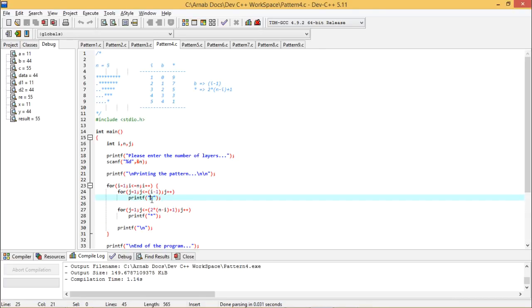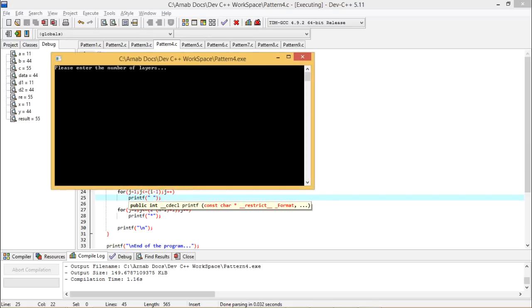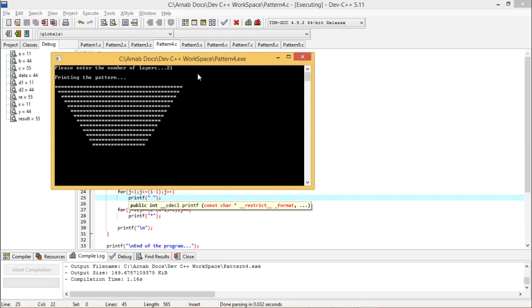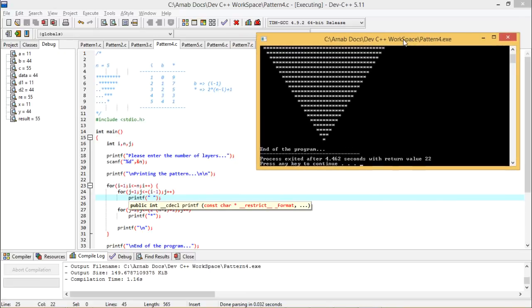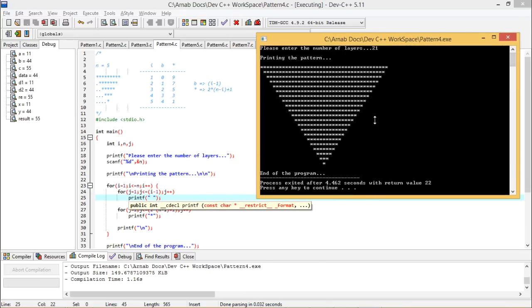So let me replace this dot with the blank space. Don't forget to give a blank space there. Now you see, if I execute the same and put the value say 21, the pattern will get printed accordingly. So the pattern has got printed. My program is working fine.